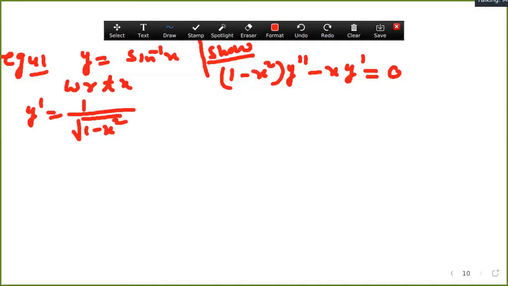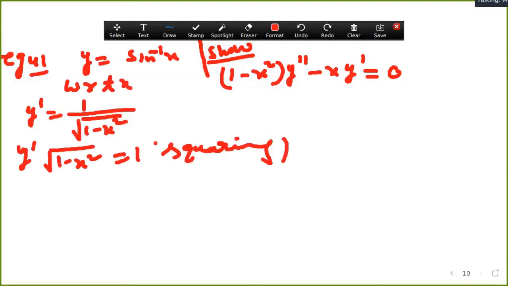Okay. In this question, you can do it in two ways. If I square at the place where I get the first derivative, then this question becomes easier. So if I transpose the statement like this, y dash into root 1 minus x square is equal to 1, squaring both sides, you will get y dash square into 1 minus x square is equal to 1.